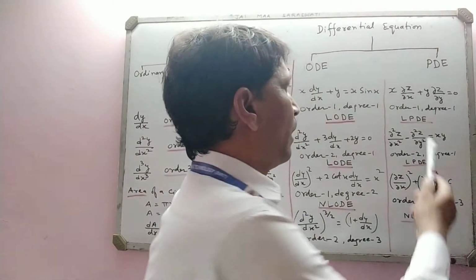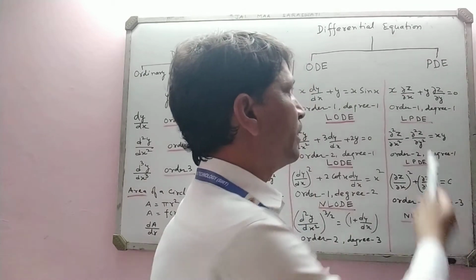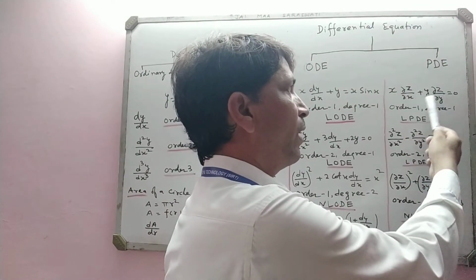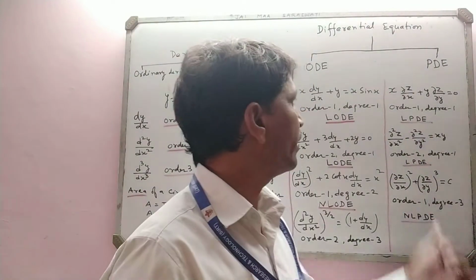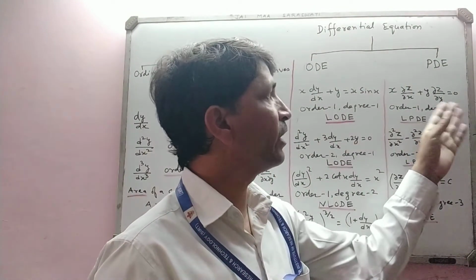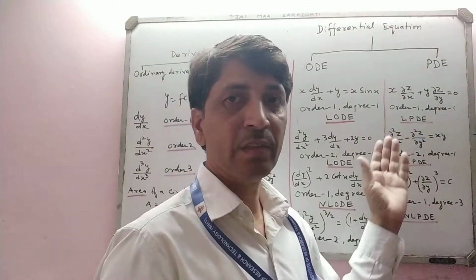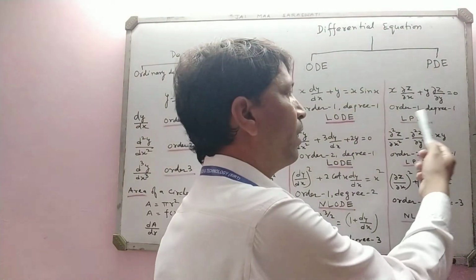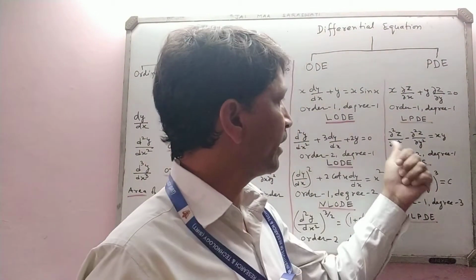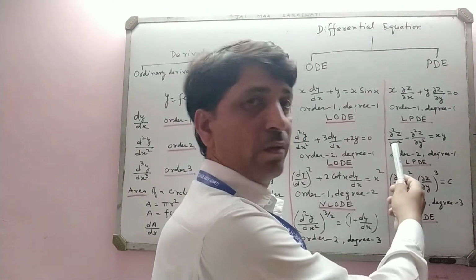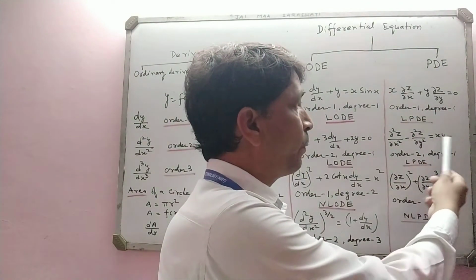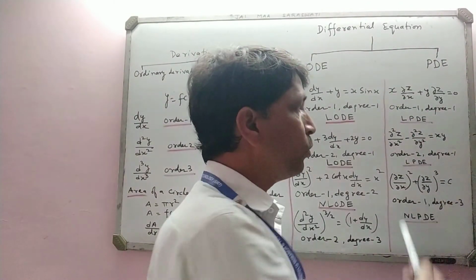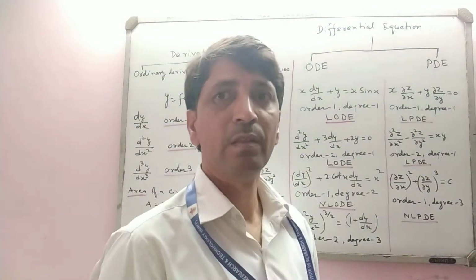Similarly, all of these are partial differential equations. Del z/del x, del z/del y, both derivatives of order 1. So its order is 1. Also its degree is 1. Since the degree is 1, it is an example of linear PDE. This is an example of a second order linear PDE because the order is 2 and degree is 1.